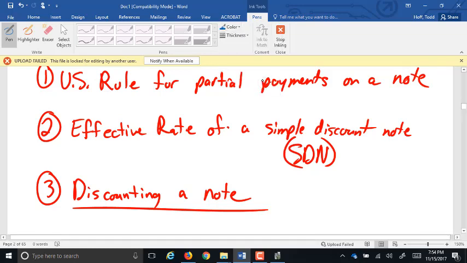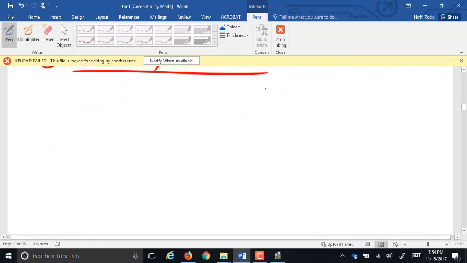If you have those processes down, this will be a breeze. There are some other smaller processes in there, like just finding the proceeds of a simple discount note and stuff like that. But those are pretty basic. Those are all parts of these other bigger processes. Okay, so test number 2.